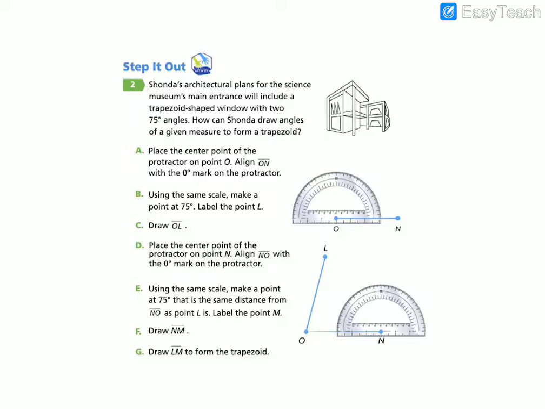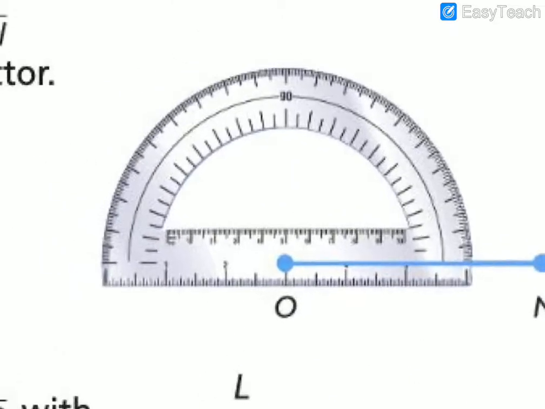We're going to place the center point of the protractor on point O. There it is right there. We align the line segment ON with the 0 mark on the protractor, using the same scale, so remembering which side of the protractor we're working on. Make a point at 75 degrees. Label point L. Okay, I'm going to zoom in.